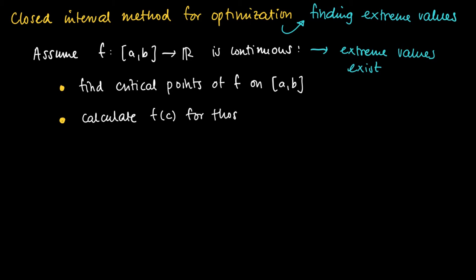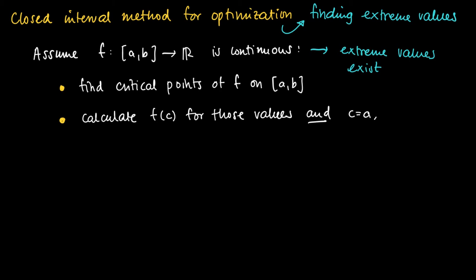So if we look at the critical points, then we evaluate the function value at those critical points. And we just need to compare them with the boundary points c equal a and c equal b.